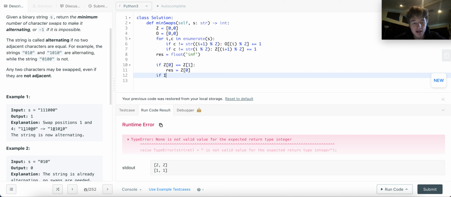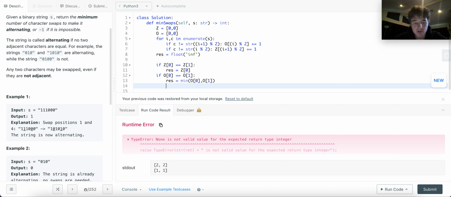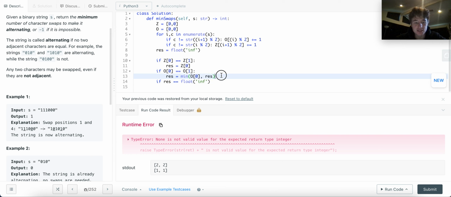I say if o0 equals o1, res equals the min. Now I have 2 things I can track. It's either what I think the min is, whatever is the best of this solution and this solution. So I'd say o0, maybe someone can tell me a better way, so it's either using 1s or whatever I think z0 is. At this point, if res equals float infinity, meaning that neither of these things were true, we return negative 1. Otherwise, we return res.